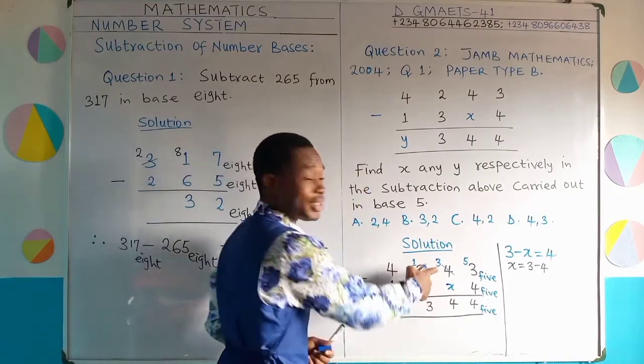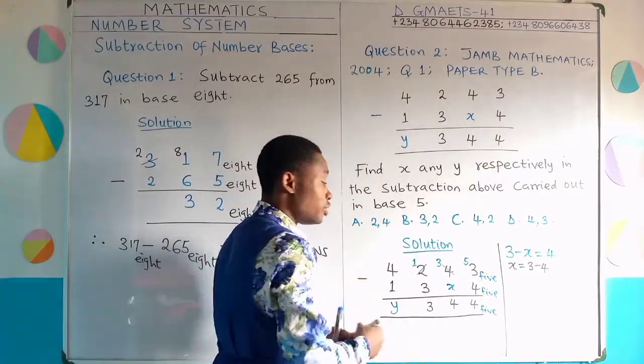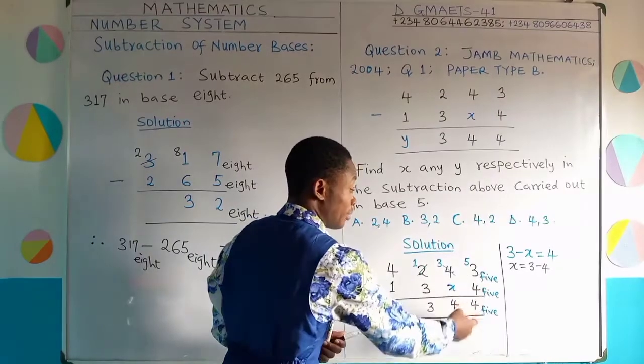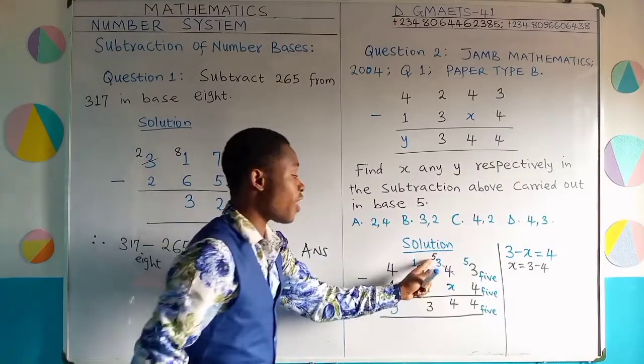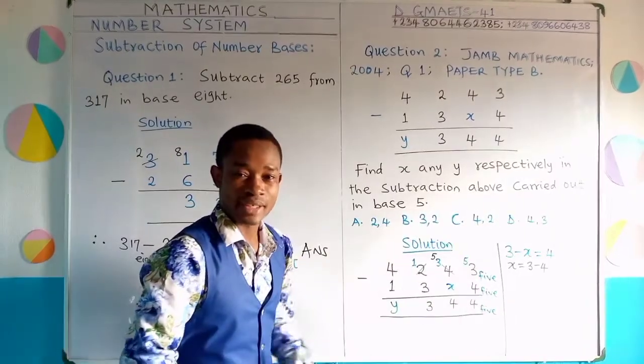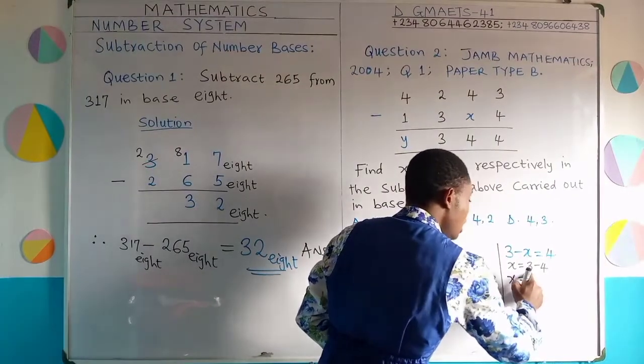Then I will add something here. And remember, what I'm going to add is the bundle. And the bundle is 5 because I'm subtracting in base 5. So I'll come here and then put 5. So 5 plus 3 becomes what? 8. Therefore, I will come here and then say that x is equal to these 3.